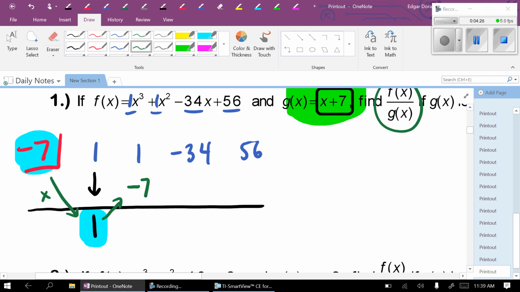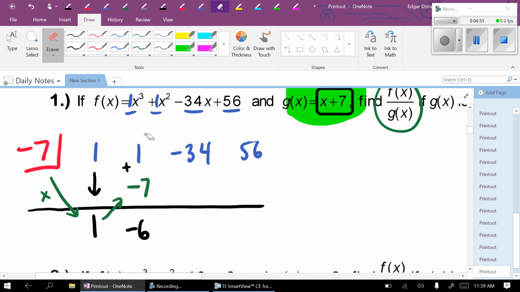Okay? So I put that negative 7 here, and now I'm noticing that there's two numbers in this column. Well, to find out what number goes down here, I have to add these two numbers. Okay? 1 plus negative 7 is going to give me negative 6. And then the process just keeps repeating, guys. So once more, let me show you what I'm talking about.